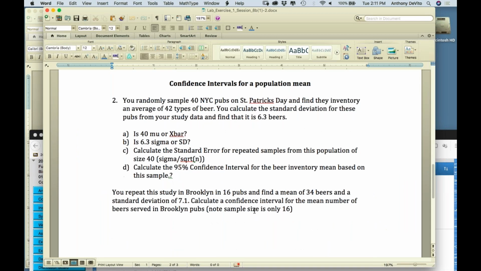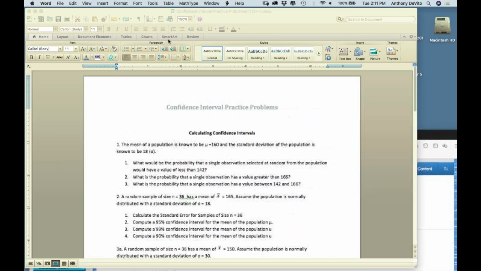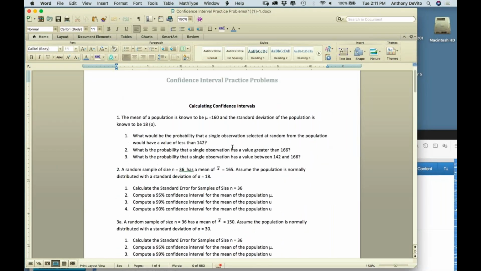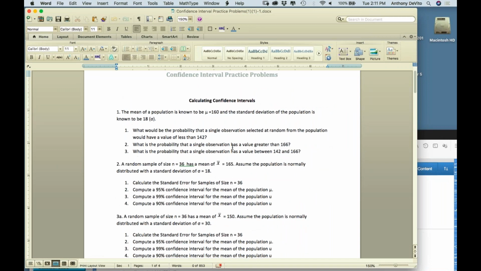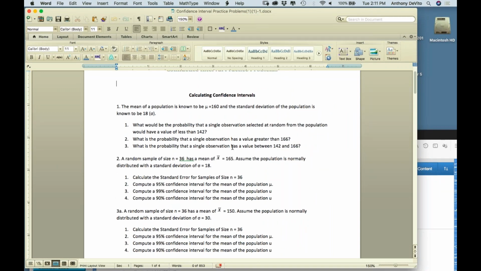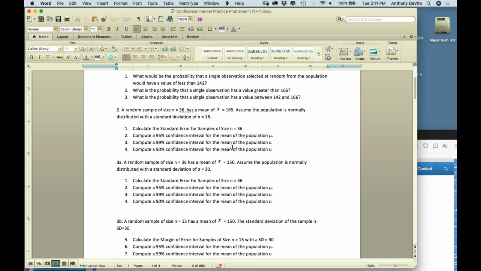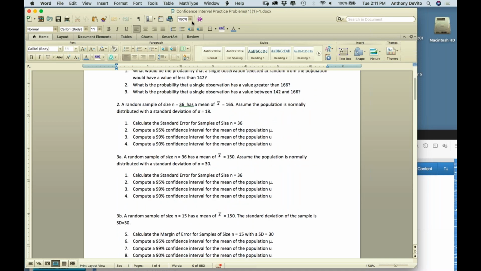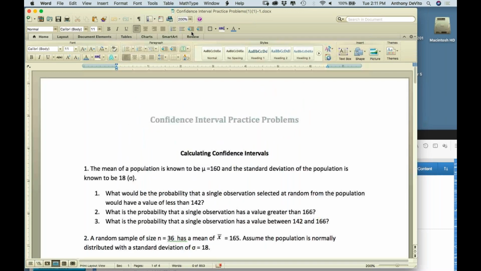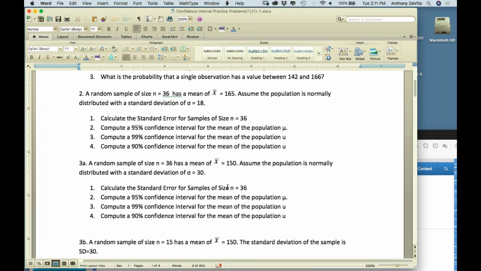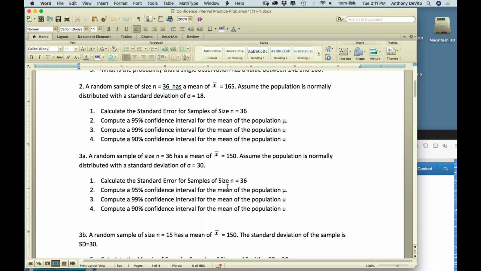Okay, so I'm going to take this sample right here. I'm going to take number 2. Actually, I don't want to take that one right now. I'm going to go back to a made-up sample first. The mean of the population is known to be... Okay, let's take this second one. I'm going to blow it up a little bit so we can read easier. Second one. A random sample of size 36 has a mean X bar equals 165.